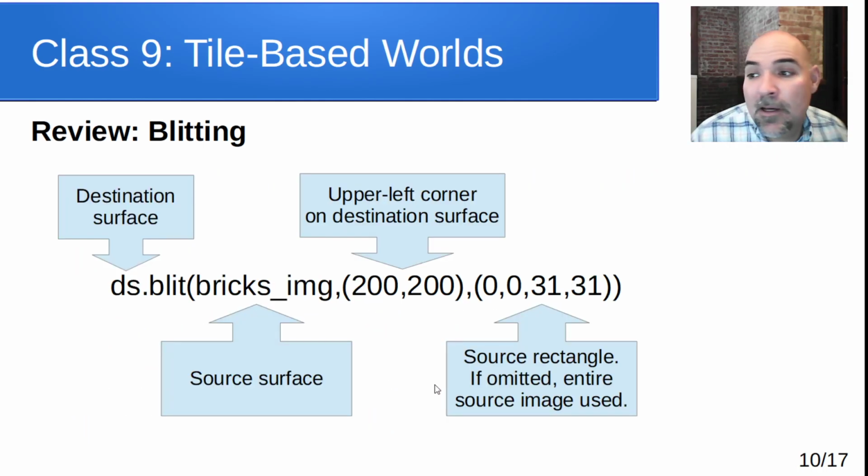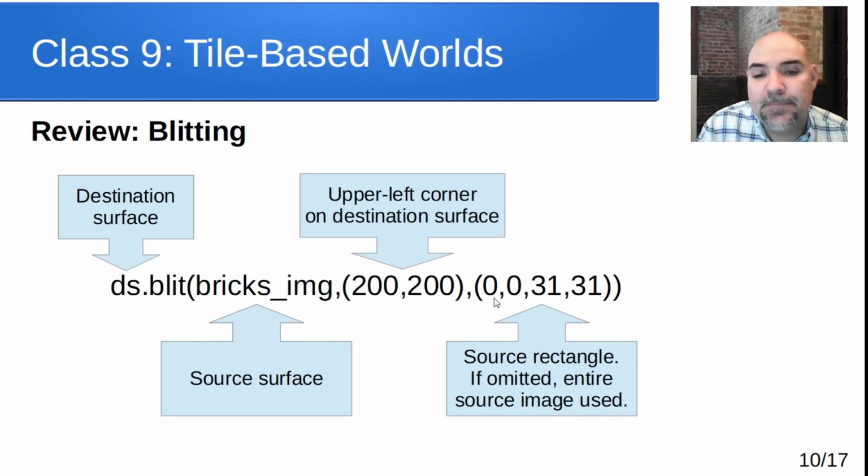And so taking a closer look at that, this is the destination surface. So we're copying the image onto the display surface. The source surface is where it's coming from. So what are we copying onto the display surface? This bricks image. And then here is the upper left corner. This is the upper left corner on the destination. So in other words, the upper left corner of the bricks is going to be at 200, 200.